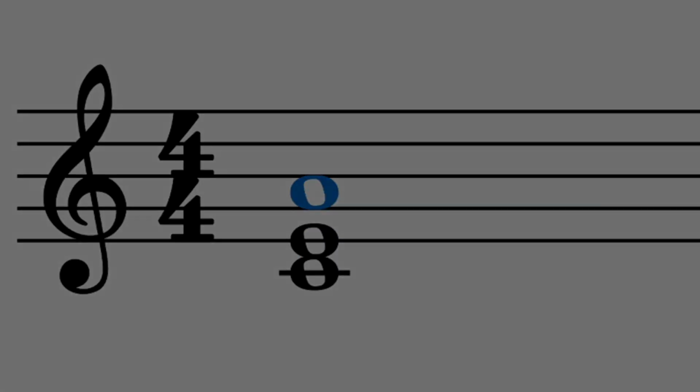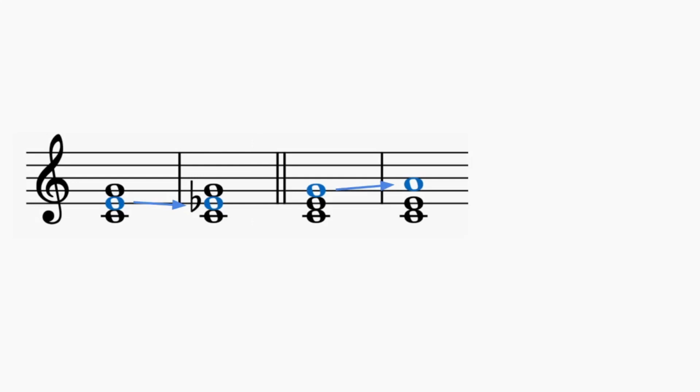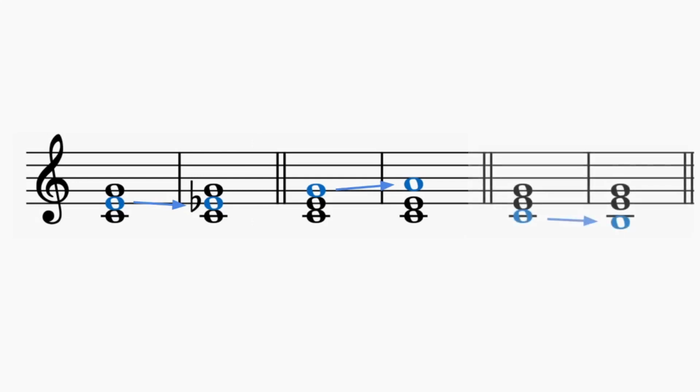Each of these transformations have names. The first is a parallel transformation, the second is a relative transformation, and the third is a leading tone transformation. These are abbreviated to P, R, and L.